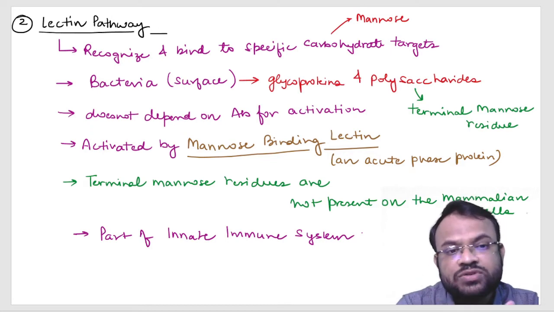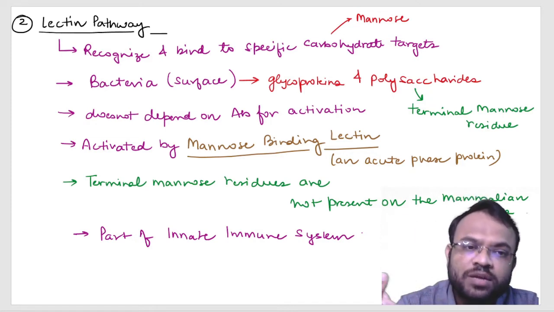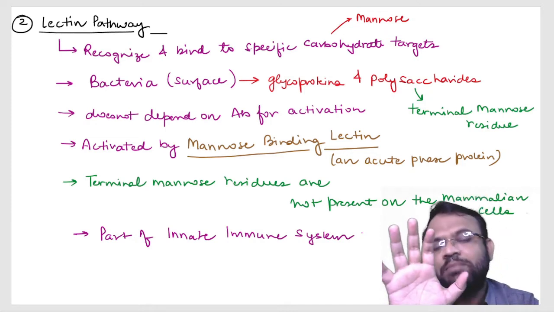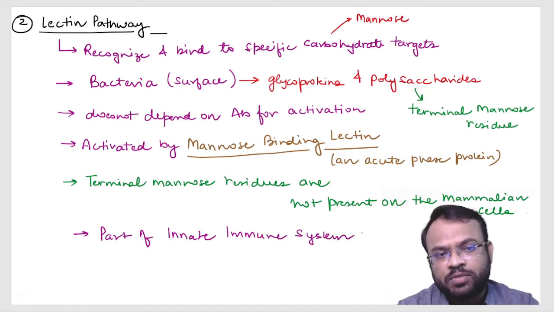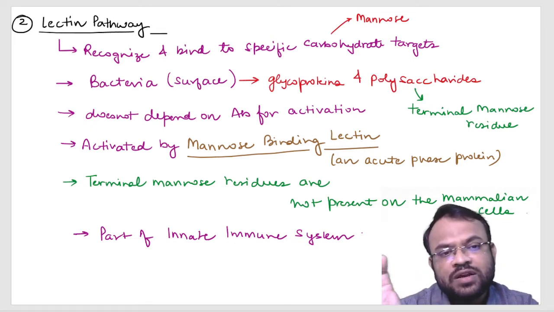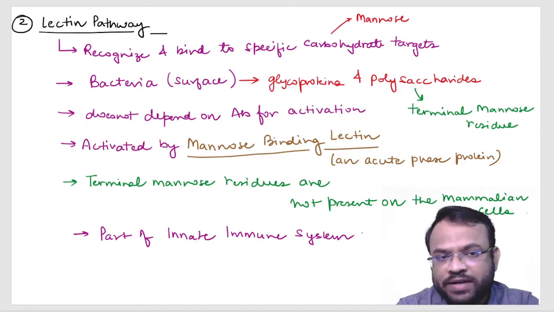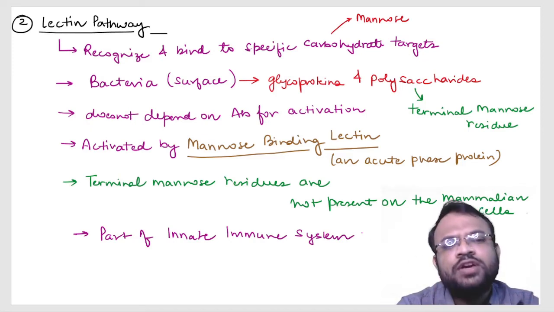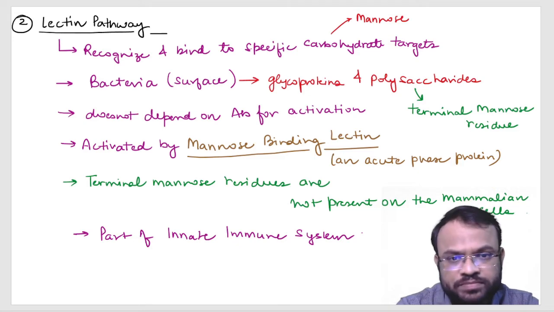Now you might have a question in your mind: can mannose also be present as a terminal sugar in our cells? No, this does not happen. Mannose as a terminal sugar is not present in mammalian cells, so it is not posing a problem. It will never be that because of a human cell the lectin pathway might get activated. No, it will not happen, because human cells, or for that matter any mammalian cell, would not have mannose as a terminal sugar.